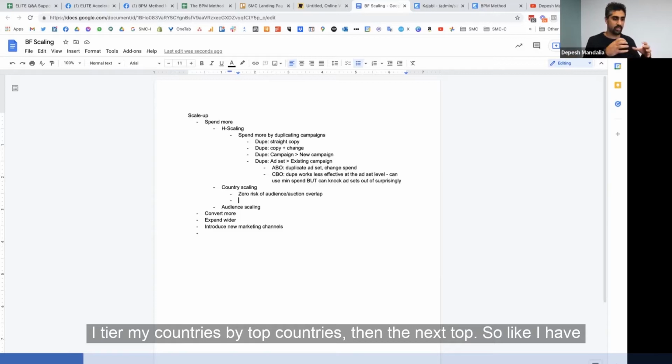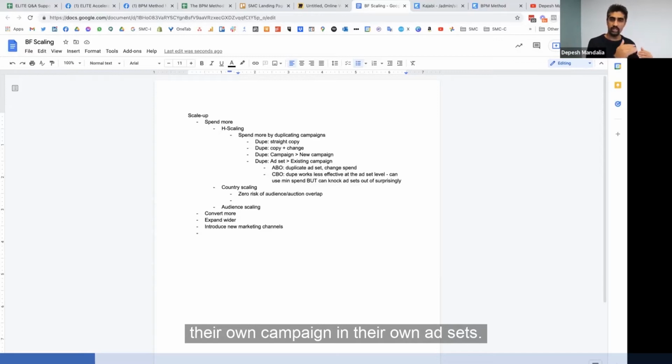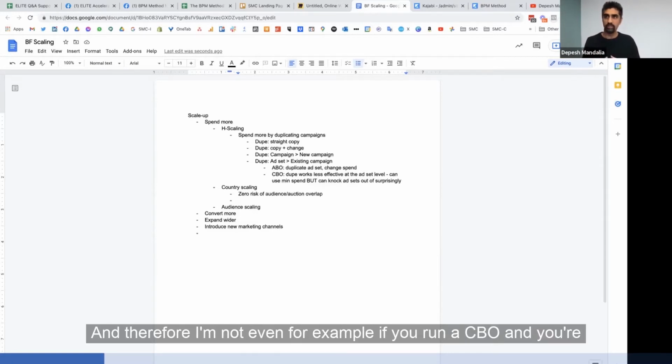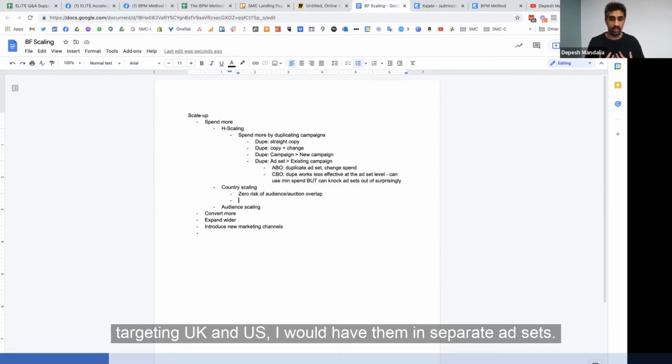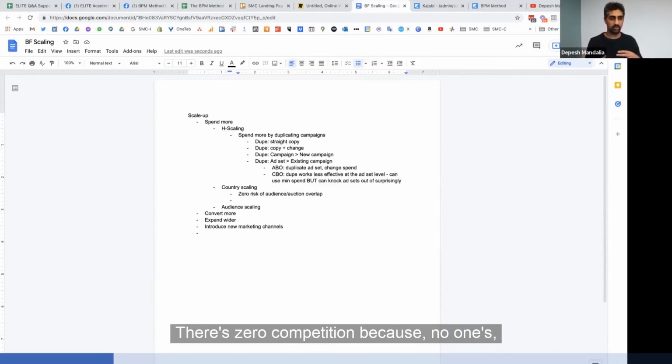I tier my countries by top countries, then the next top. So like I have tier 1, tier 2, tier 3 campaigns where my top countries are in their own campaign and their own ad sets. Then I have my separate, like next level down countries, so that I can manage the budgets effectively and the optimizations. And therefore even, for example, if you run a CBO and you're targeting UK and US, I would have them in separate ad sets. There's zero competition because you can't be in the UK and the US at the same time.